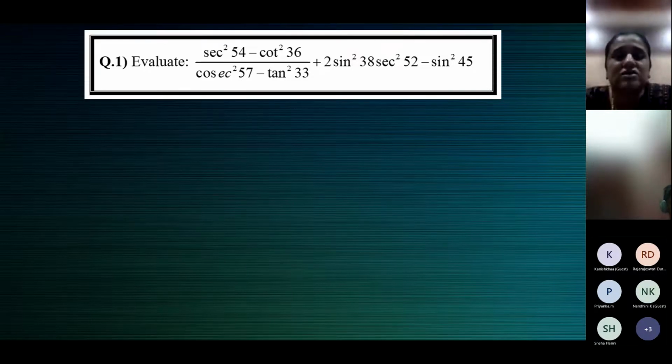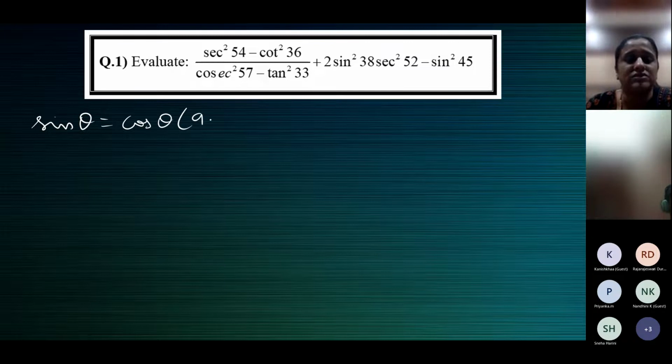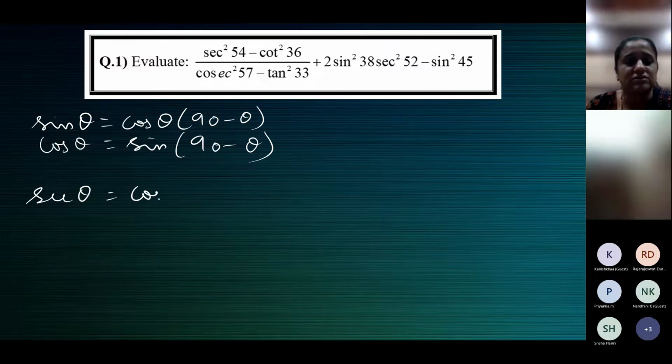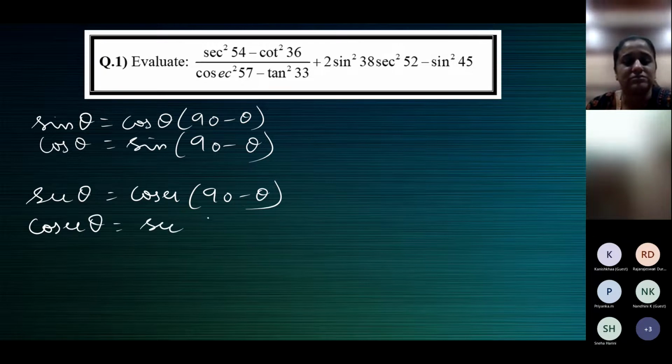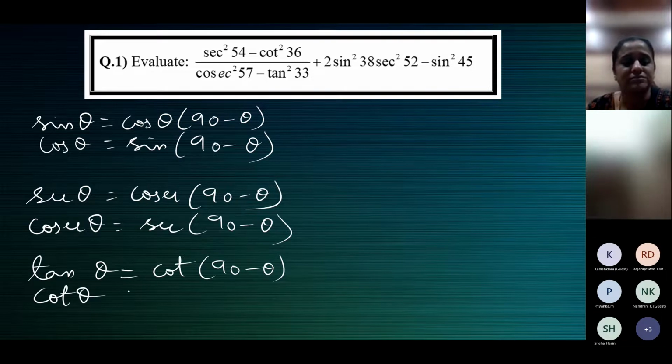Then the trigonometric identities. Then the values, the table that I'm not writing now. Then the last part, trigonometric ratios of complementary angles. So there it is like this. Sine theta is equal to cos of 90 minus theta. Cos theta is equal to sine of 90 minus theta. Secant theta is equal to cosecant of 90 minus theta. Cosecant theta is equal to secant of 90 minus theta. Tan theta is equal to cot of 90 minus theta. Cot theta is equal to tan of 90 minus theta. That's all.